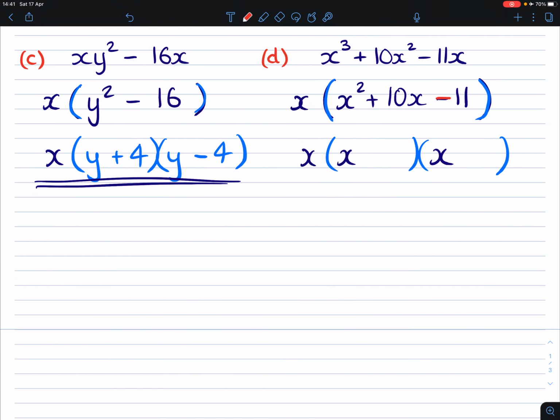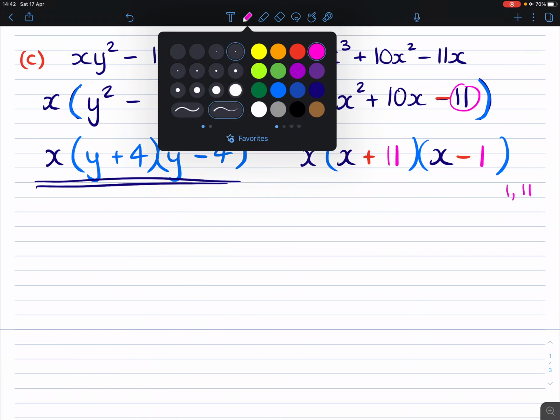Negative 11 tells us that we have differing signs, so we have a plus and a minus there. Our factors of 11, 1 and 11 are the only options, so we're looking for a 1 and 11. If we put them in that way around, we will get a minus 10, which is not what we want, so we need a plus 11 and a minus 1, and that is us fully factorized.